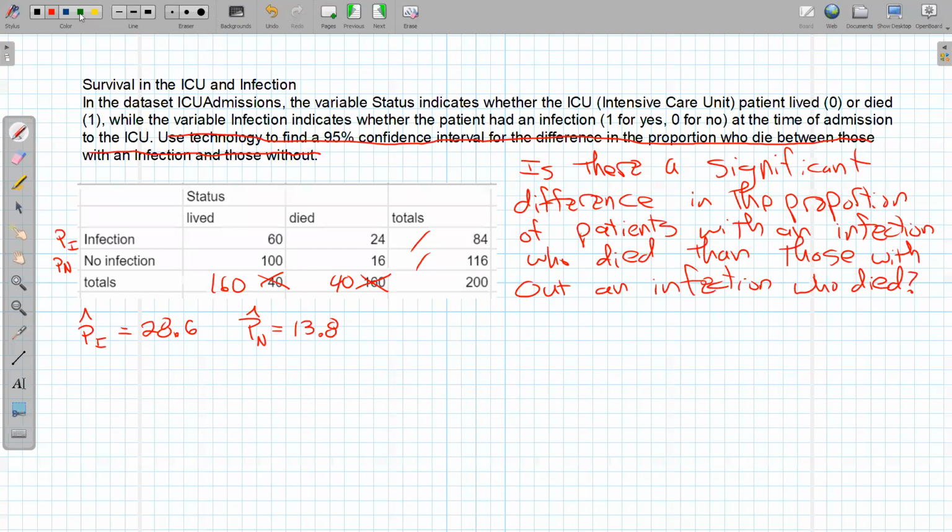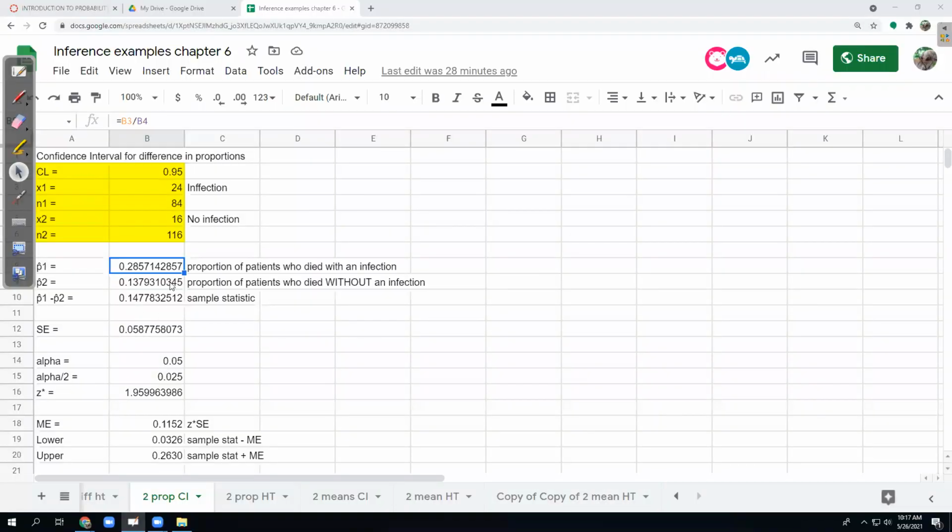And so we have a lot of sample statistics here. What is the relevant one in this case? When we look at a difference in proportions, the sample statistic is the difference in your sample proportions. So P, sometimes we call this P1 hat, P2 hat, but now I'm going to call it P uninfected. So that'd be the difference in those two. So what does that come out to be in the spreadsheet? Comes out to be about 14.8.